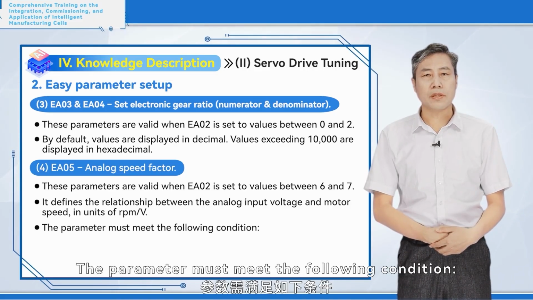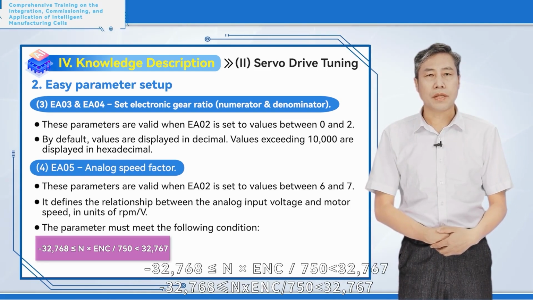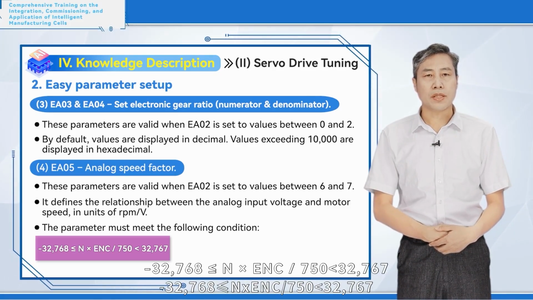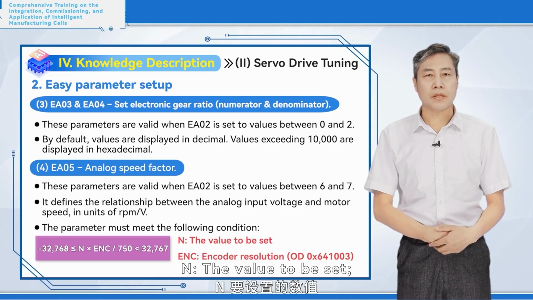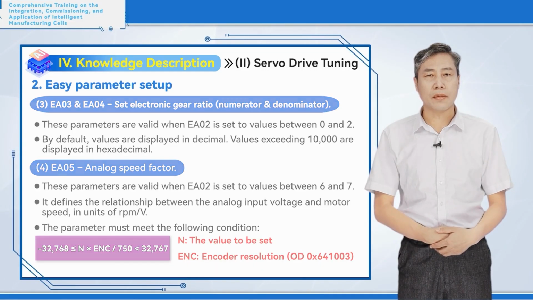The parameter must meet the following condition: negative 32,768 is less than or equal to n times ENC divided by 750, which is less than or equal to 32,767. N is the value to be set, ENC is the encoder resolution, refer to Object Dictionary OD 0x6410 03.